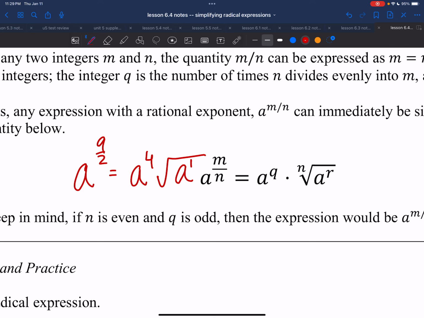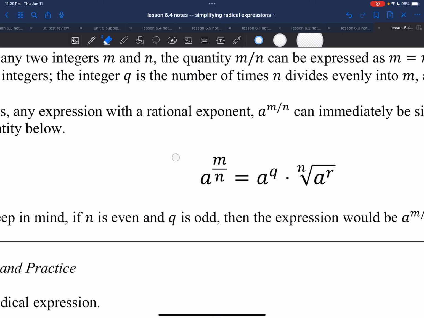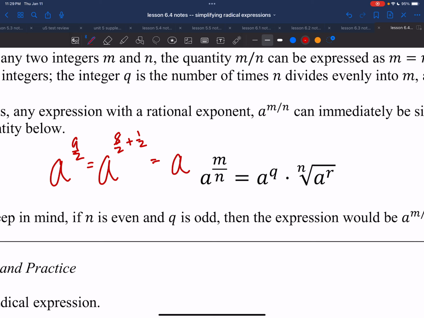And here's why this works. If you have A to the 9 halves, then that's just A to the 8 halves plus 1 half. Would you agree? I hope you agree, because 8 halves plus a half is 9 halves. And then via exponential rules, you can split this up as A to the 8 over 2 times A to the 1 half. But then notice, A to the 8 over 2 is just A to the 4, and A to the half we interpret as the square root of A.